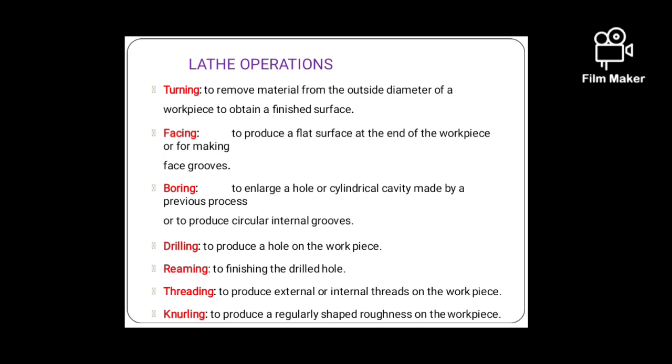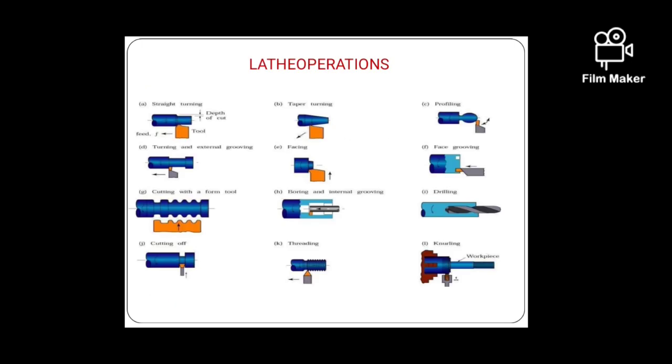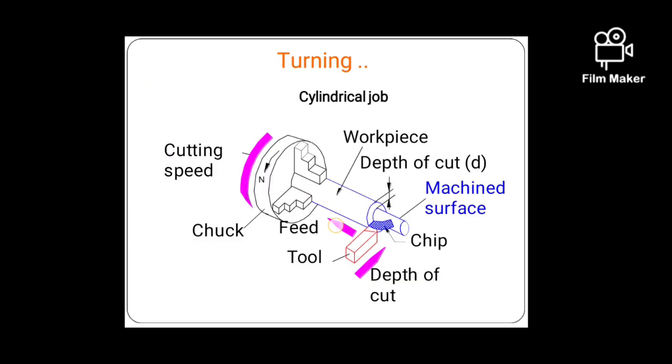Threading produces external or internal threads on the workpiece. Knurling produces a regularly shaped roughness on the workpiece. These are the basic lathe operations. These images clearly show how the tool is placed towards the workpiece. Once the tool is placed at the right position, we can get the finished job in an accurate manner. These are the positions.